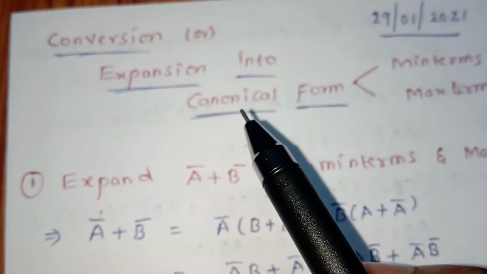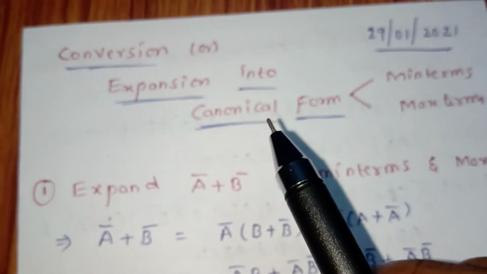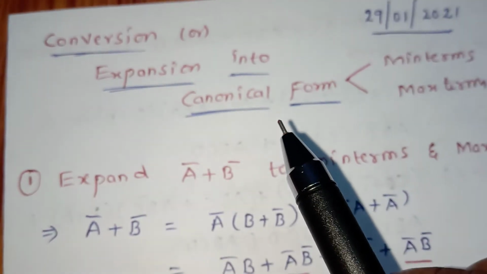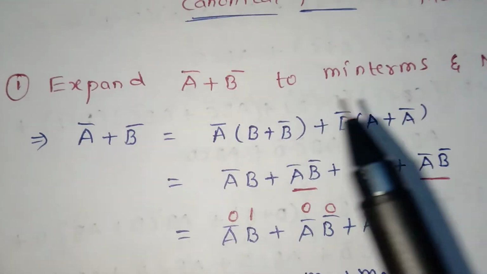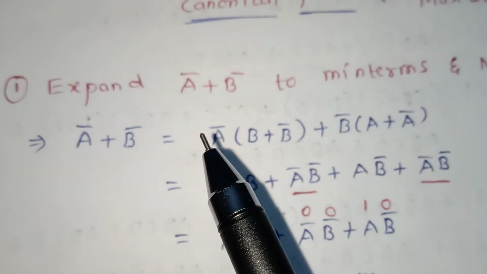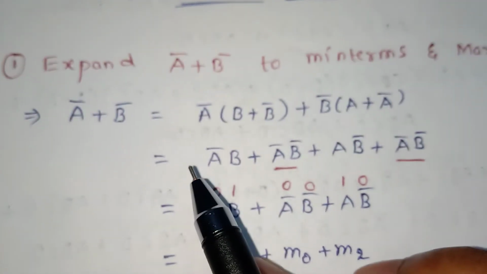Welcome back to the course of digital electronics. Today we will see conversion or expansion into canonical form, that means minterms and maxterms. If you observe this question: expand a bar plus b bar to minterms and maxterms.